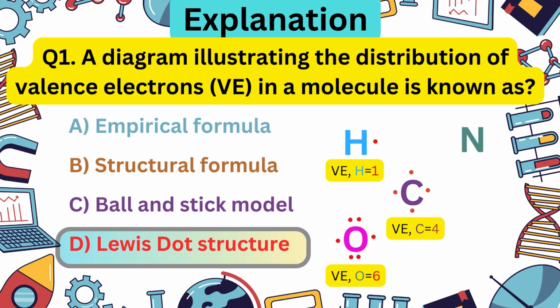Nitrogen, N, belongs to group 5A, so valence electrons are 5. Fluorine, F, belongs to group 7A, so valence electrons are 7. And this is how we write the Lewis dot structure of an element.